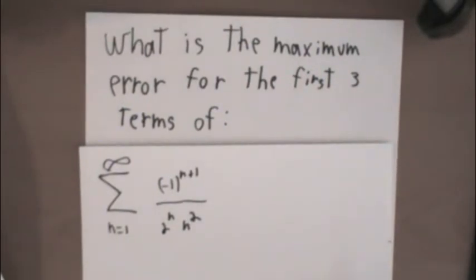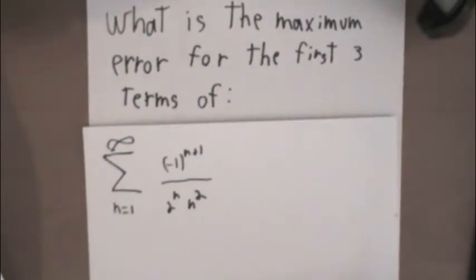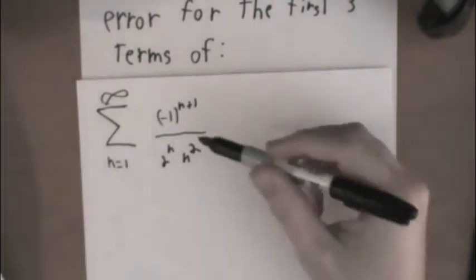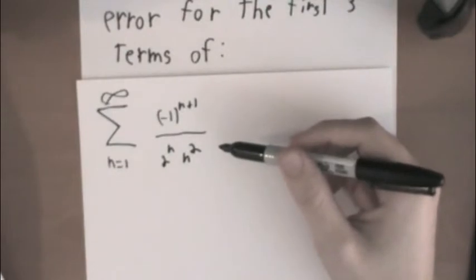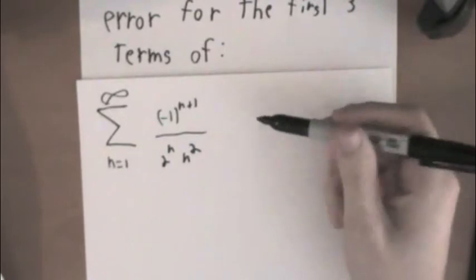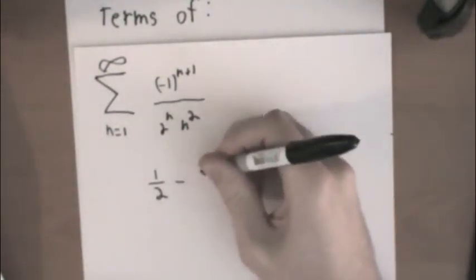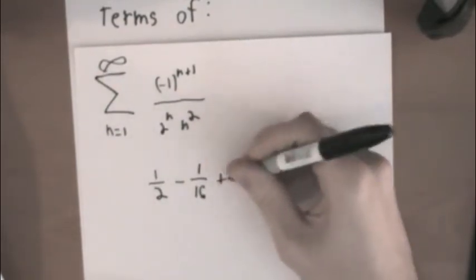What is the maximum error for the first 3 terms of this? So what we're trying to find out is how close, if we add the first 3 terms of this, how close are we to all the terms added together in the infinite series. So plug it into a calculator. You start with n equals 1. You should get 1/2. Second term will be minus 1/16 plus 1 over 72. So these are the first 3 terms.